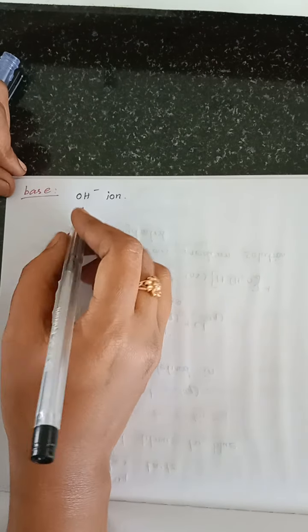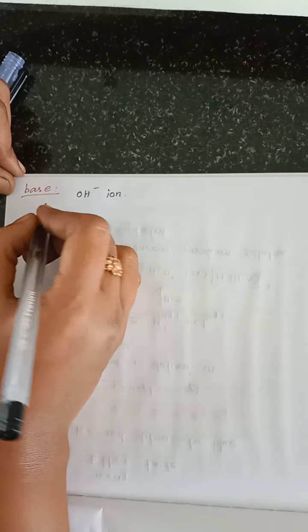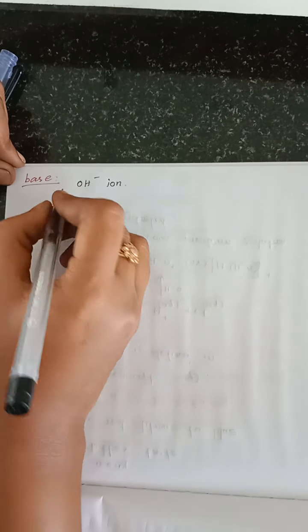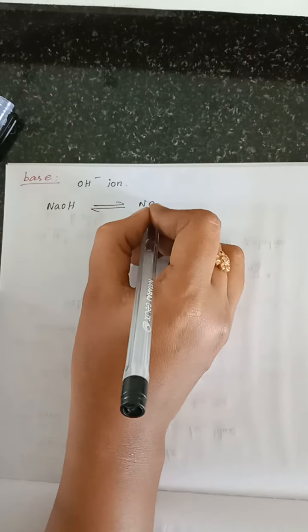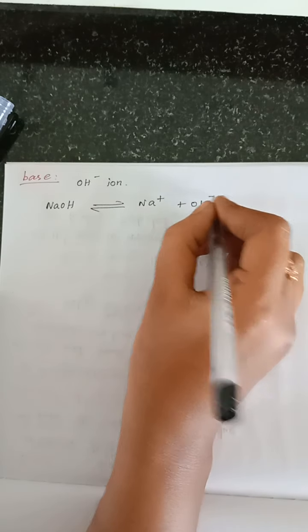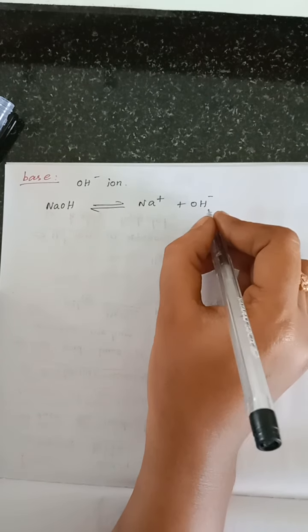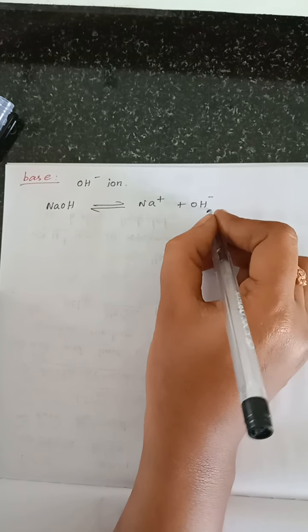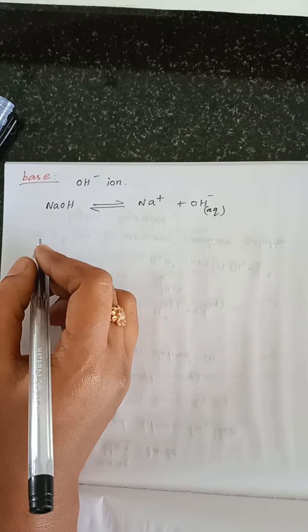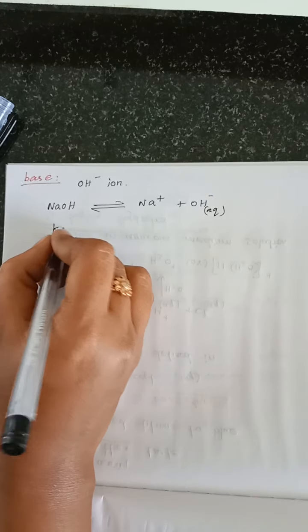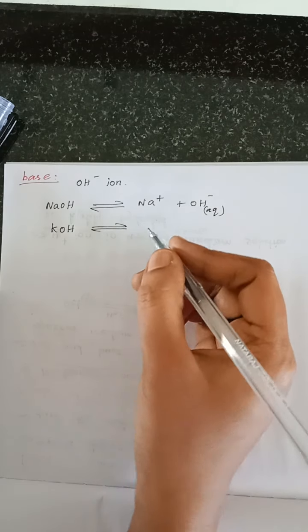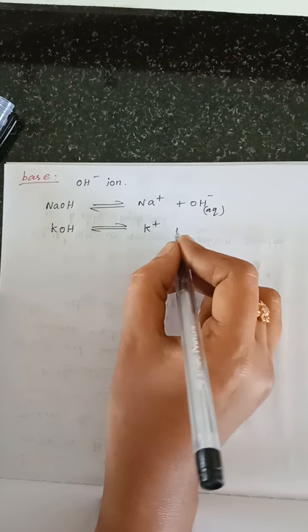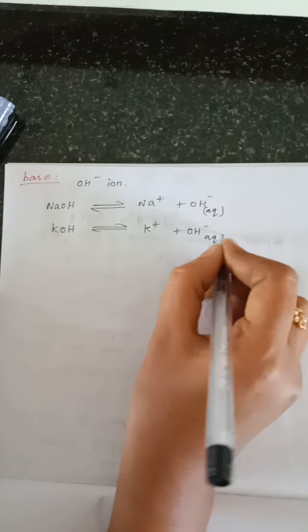For example, sodium hydroxide. What is the sodium hydroxide formula? NaOH, sodium hydroxide. Sodium hydroxide forms Na plus metal and OH minus hydroxyl group in aqueous medium. Then the next example, potassium hydroxide. The formula is KOH. Potassium hydroxide decomposes to potassium plus and OH minus in aqueous medium.